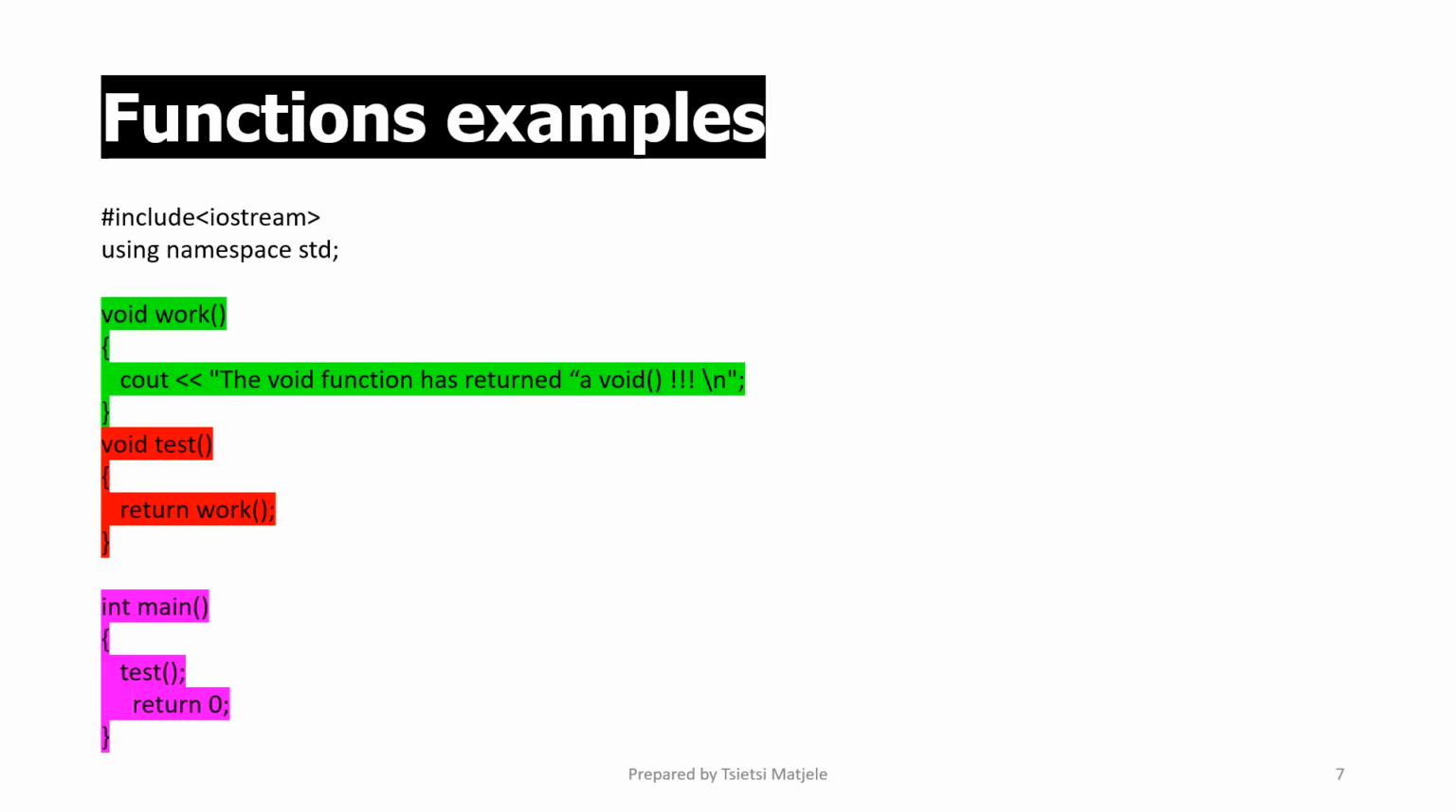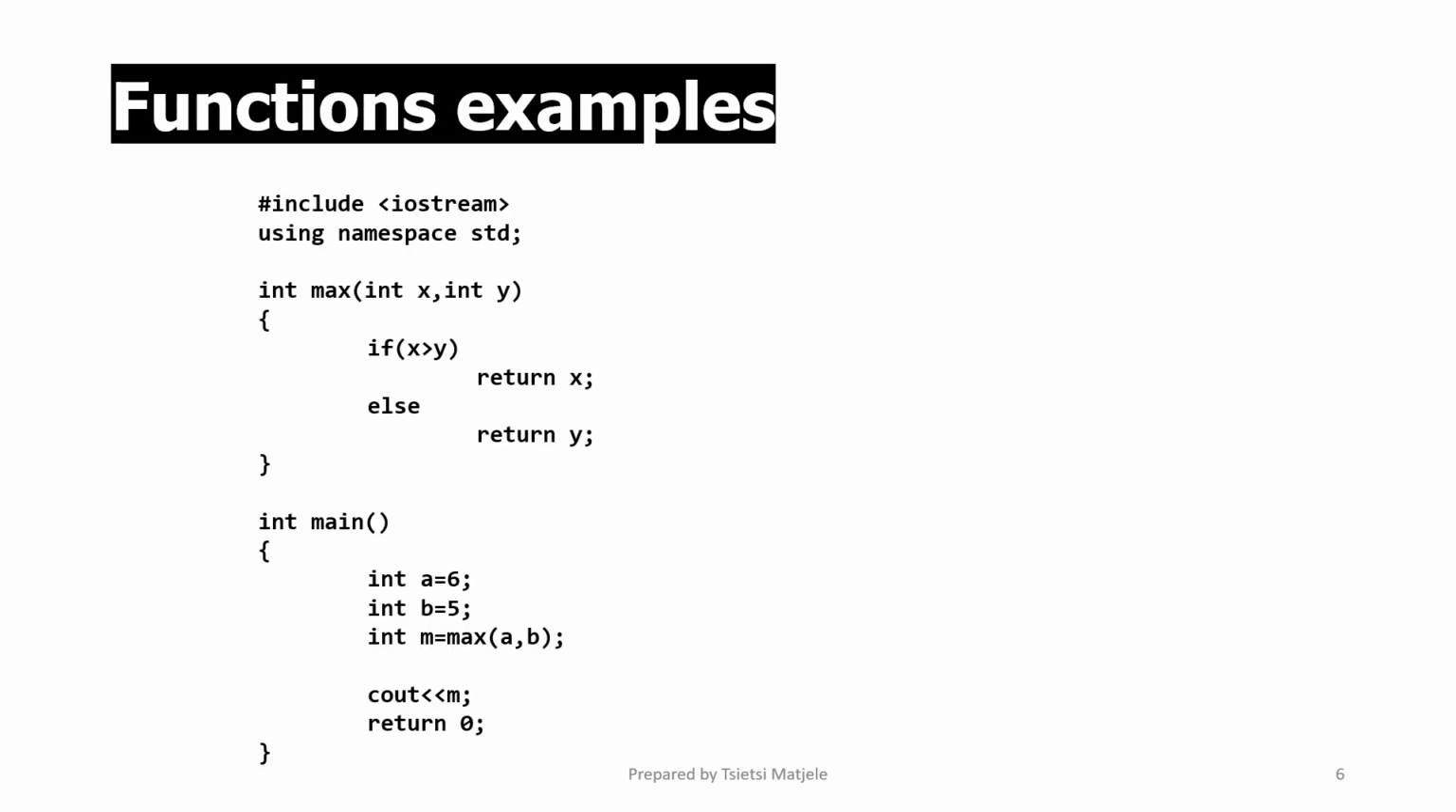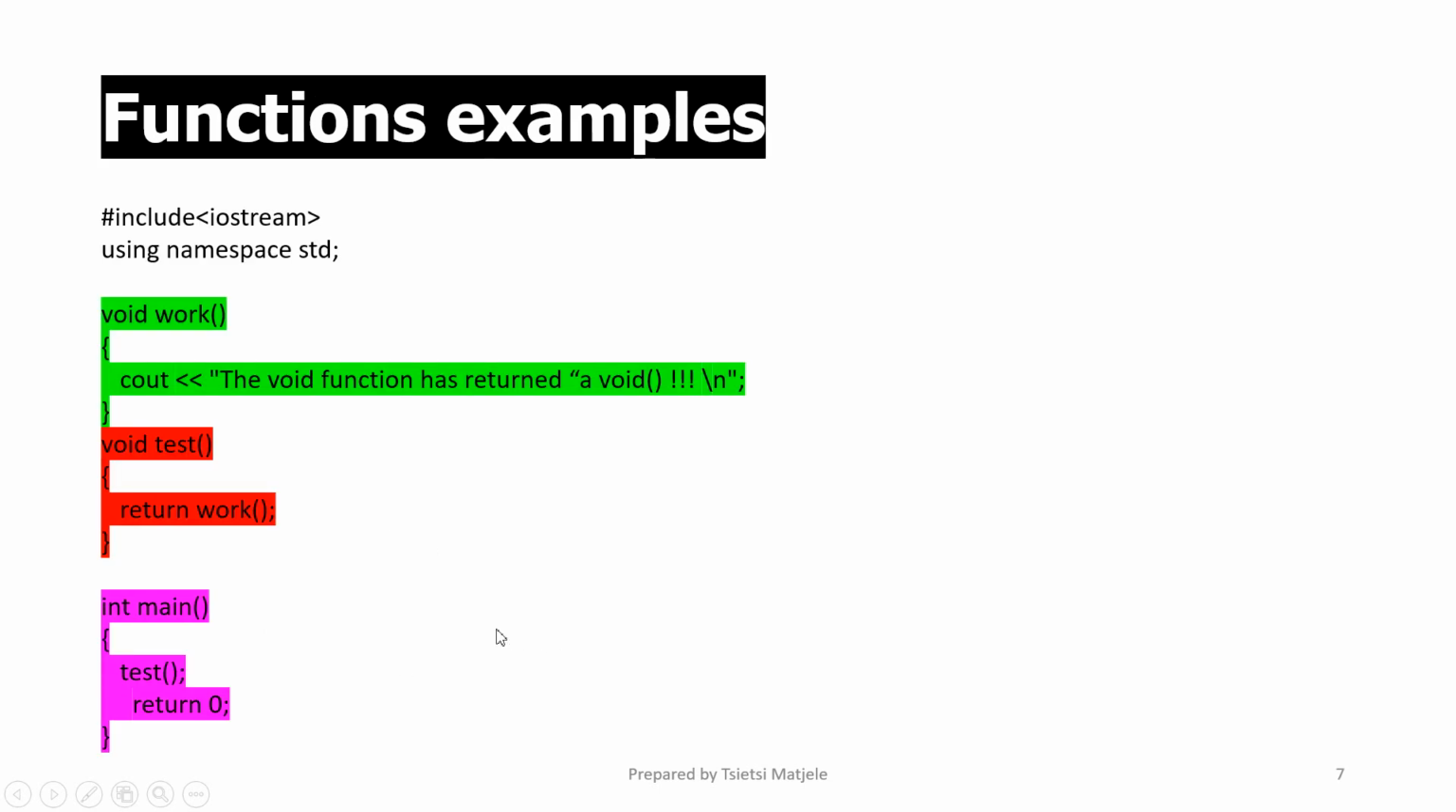So we have another function here. We still talk about calling the function. Remember we talked about calling this function inside the main function. Then we can also call a function inside another function. So we have 3 functions here. We have void work, whose return type is void. We have void test, this is another function. Then we have int main. So what is going to happen here? We have this function and we call this function work.